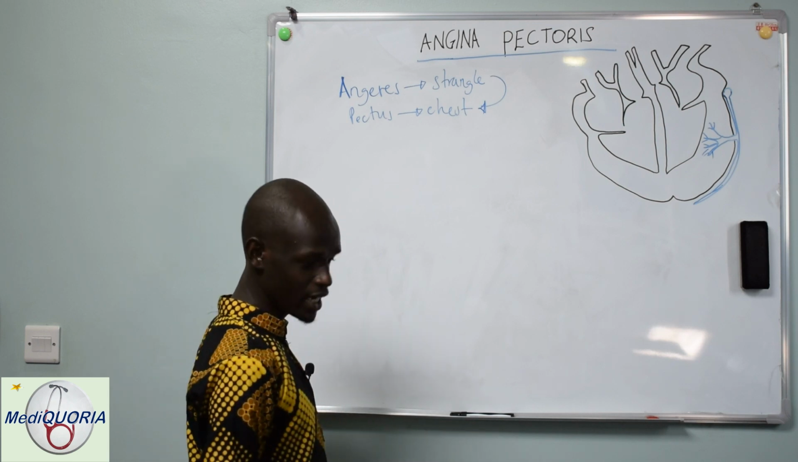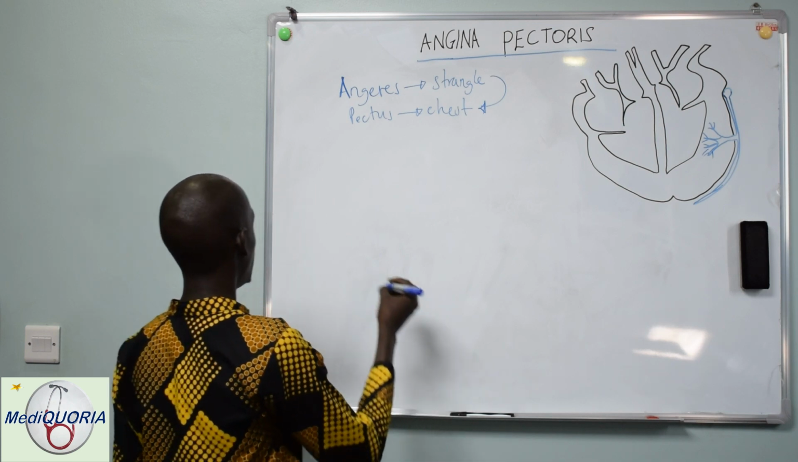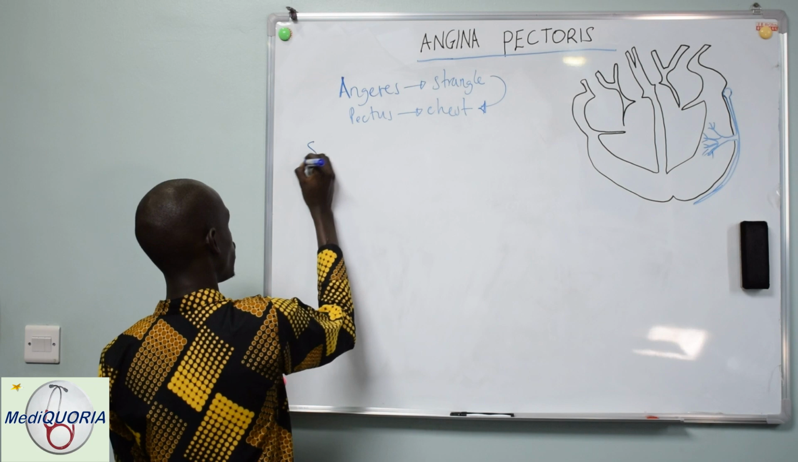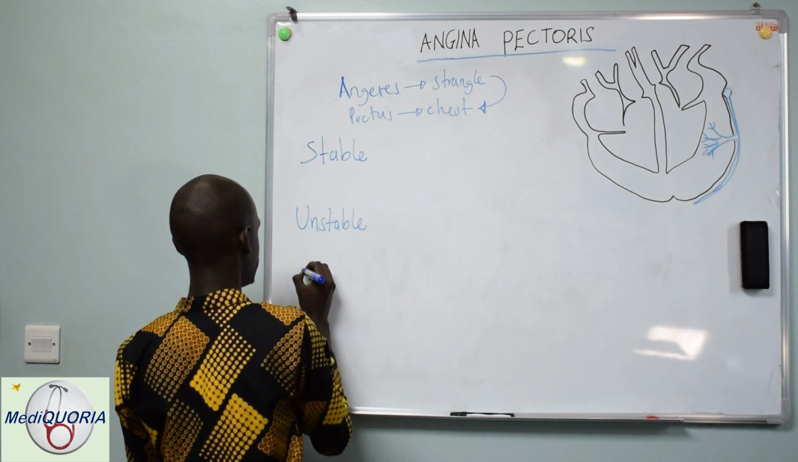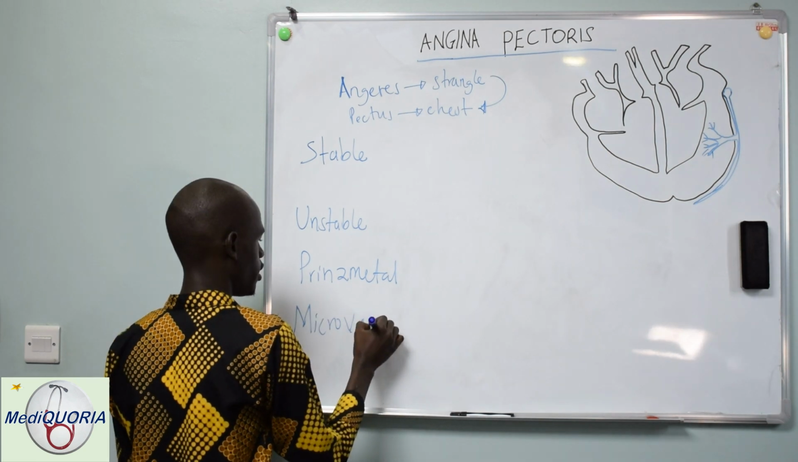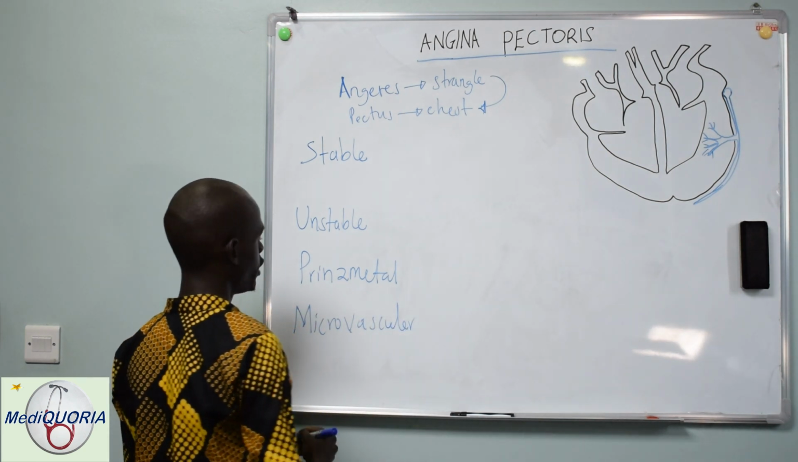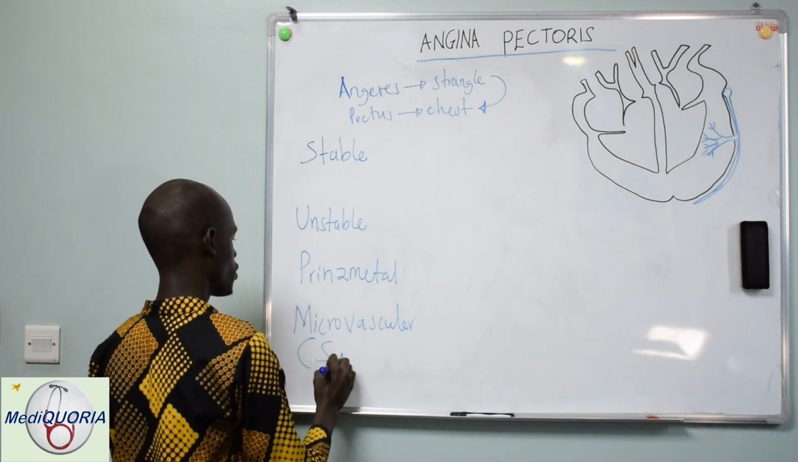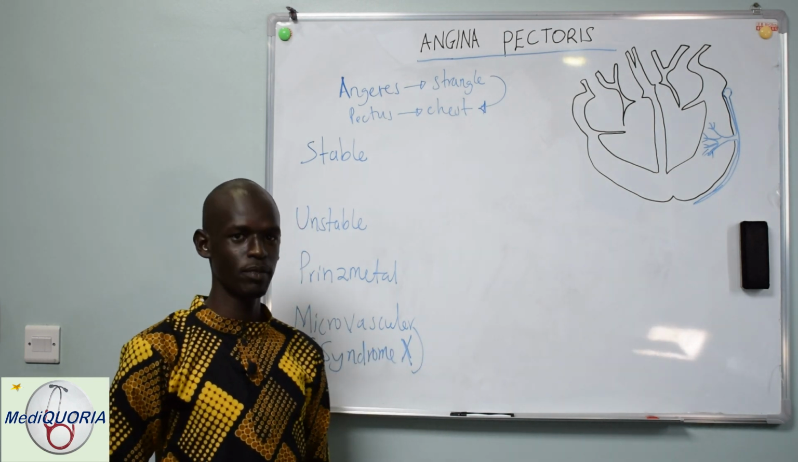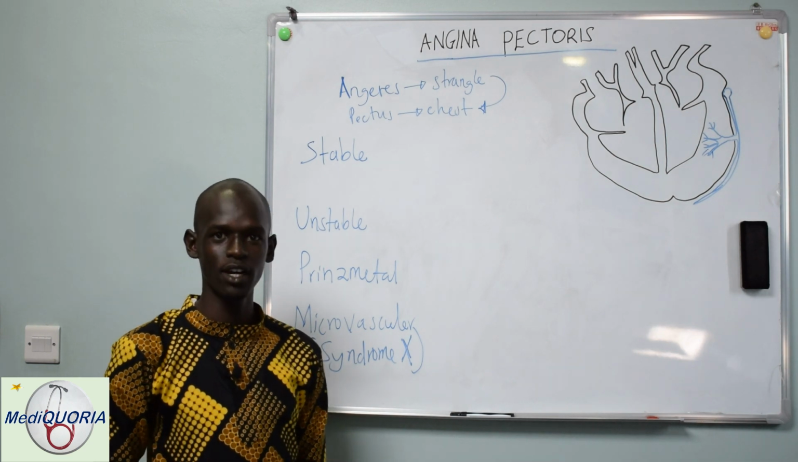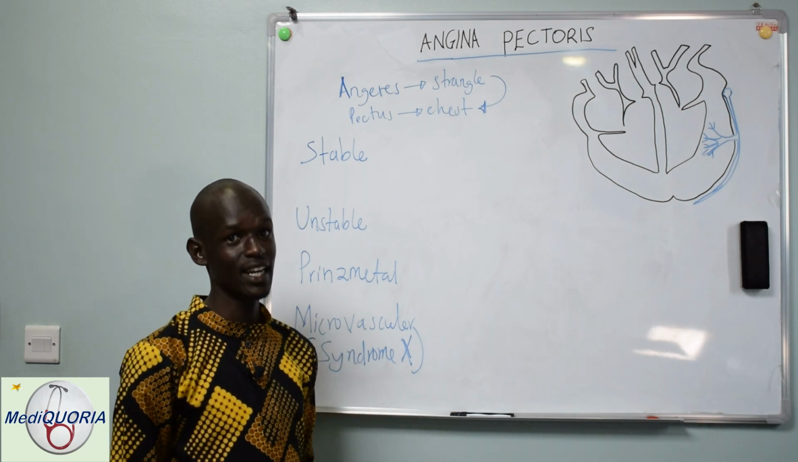Angina can broadly be categorized into about 4 categories. We have stable angina, unstable angina, principal angina, and microvascular angina. This is sometimes called syndrome X. So let's walk through each of these types of angina bit by bit, step by step, such that we try to break down the pathophysiology and the events that underlie each.